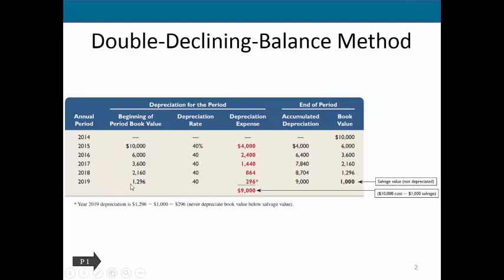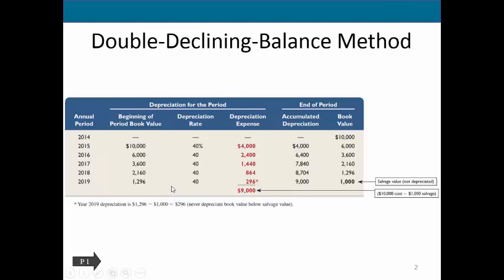Now I want to note here in 2019, you can see here we have a star, this little asterisk, and what this is telling us is that during the year 2019, we hit our salvage value, meaning we come to a point where even when we calculate what our depreciation should be based on $1,296 multiplied by 40%, we know we're not going to depreciate beyond that salvage value. So at the beginning of year 2019, we had a value of $1,296. If you'll keep in mind, our salvage value is $1,000.